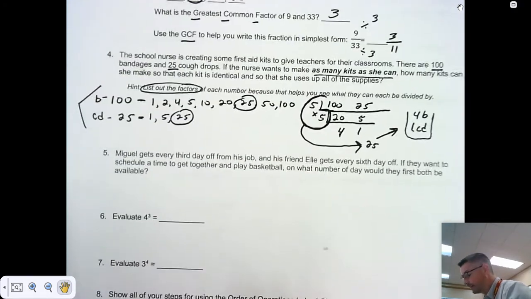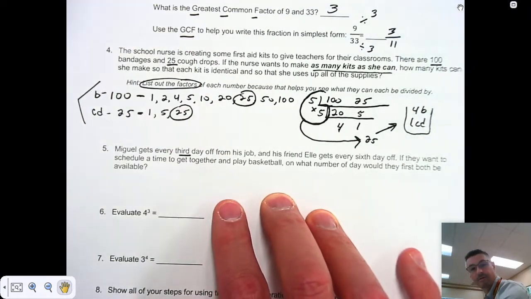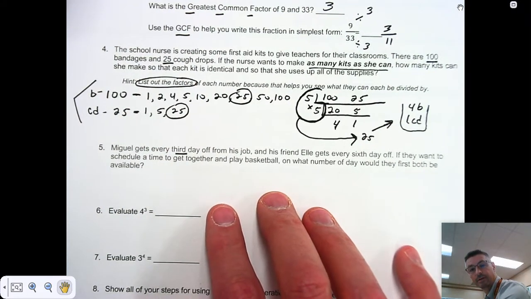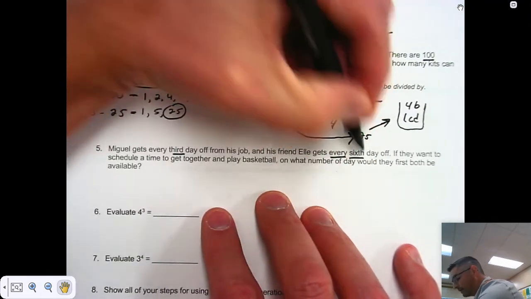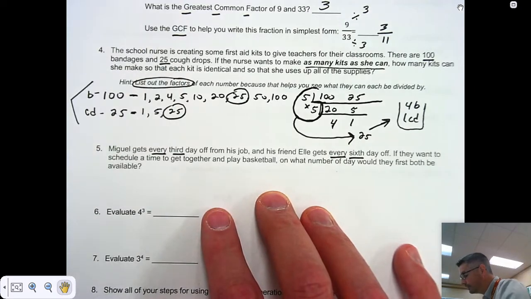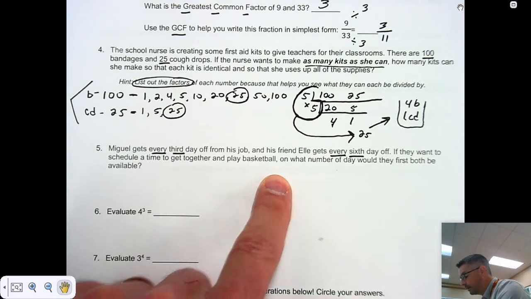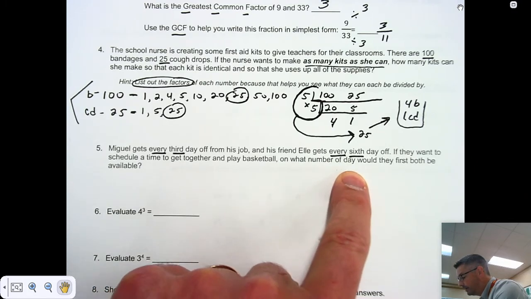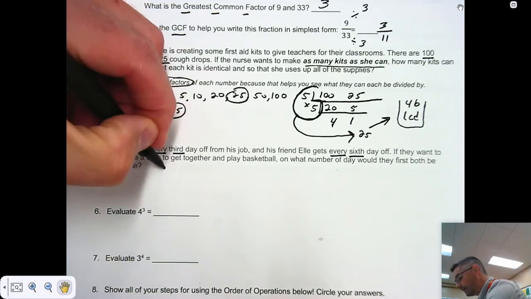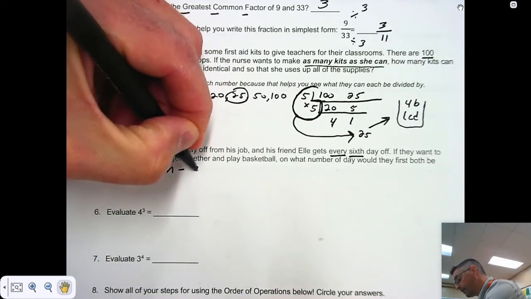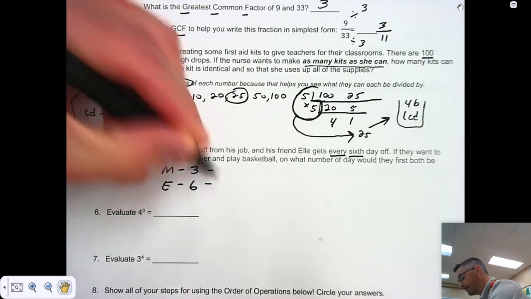Number 5, Miguel gets every 3rd day off. I'm going to underline that. He gets every 3rd day off from his job, and Elle gets every 6th day off. Every 6th day. If they want to schedule a time to get together and play basketball, on what number day would they both be available? So Miguel gets every 3rd day off, and Elle gets every 6th day.